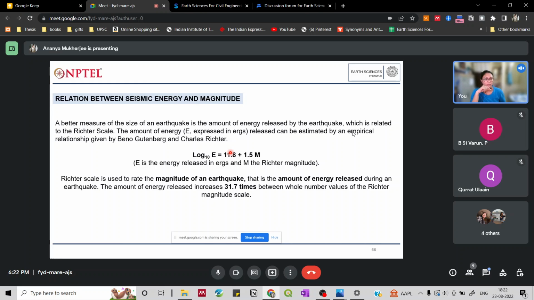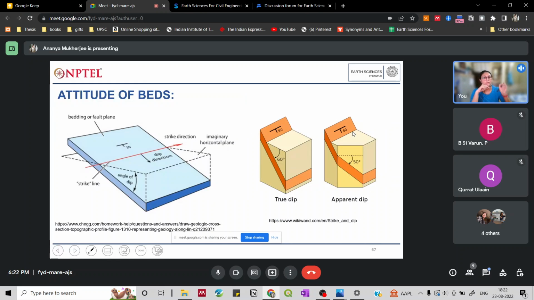For that we need to know something called the attitude of beds. Now what is a bed? A bed is nothing but, suppose you go to a location and you can see there are different kinds of linear material stacked on top of another. Say this is your 0.